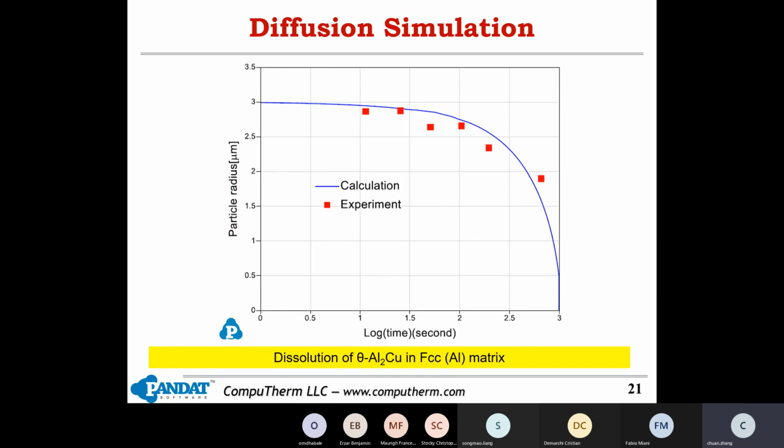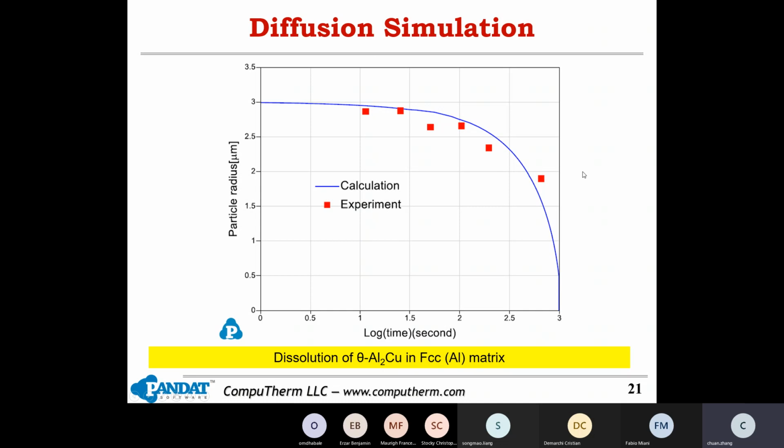The other function we want to show is the dissolution simulation using the PAN diffusion module. This is for the aluminum alloy. This is for the Al2Cu, the aluminum theta phase. The x-axis is time. The y-axis is particle size. You can see the dissolution processing of this phase during certain treatment at this temperature.